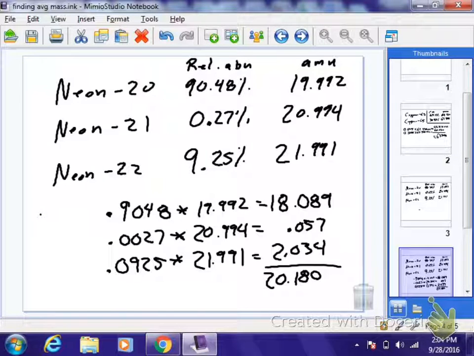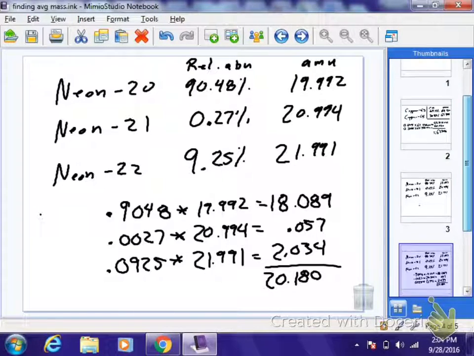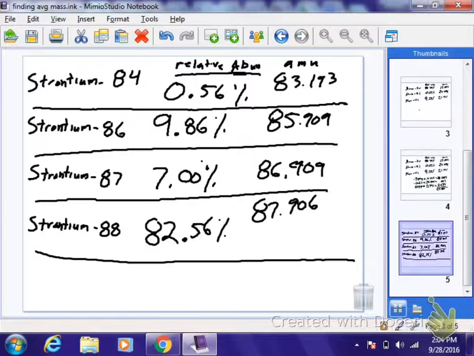So I'm going to give you a third one to do, now that you see the numbers and how they work out. And then put that in your notes too. So here's the third one: strontium 84, strontium 86, strontium 87, and strontium 88.